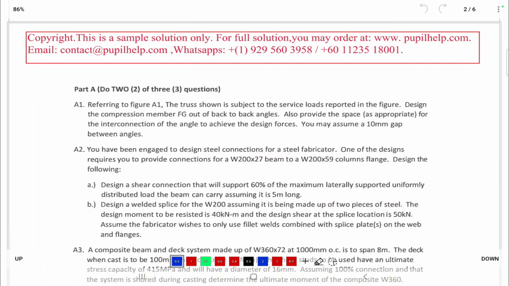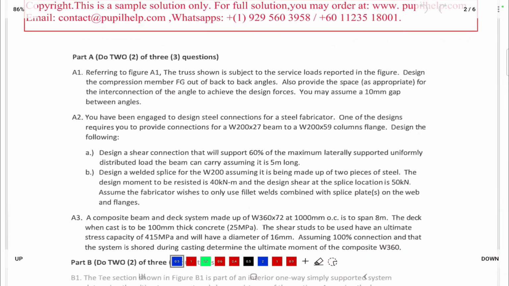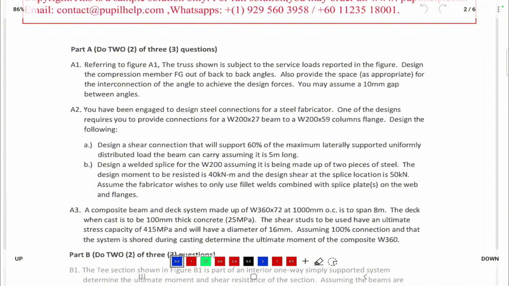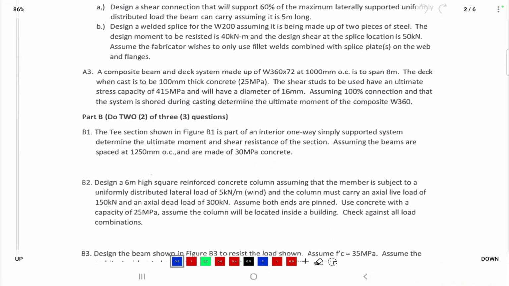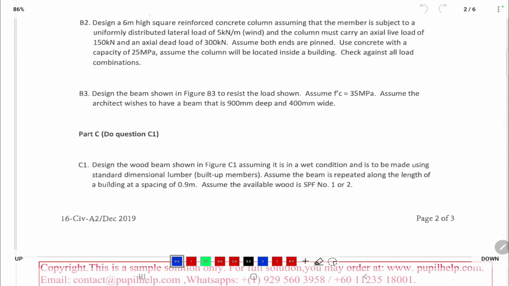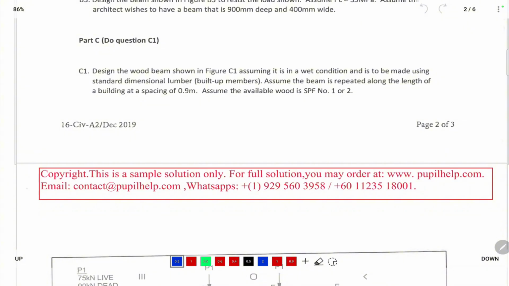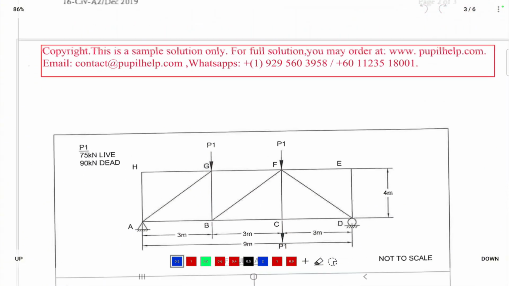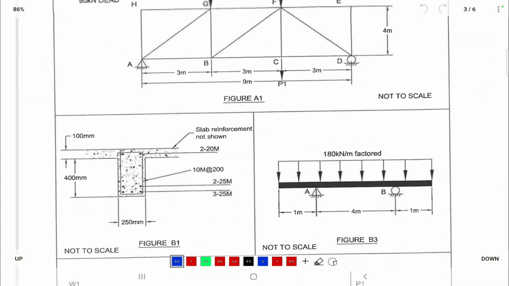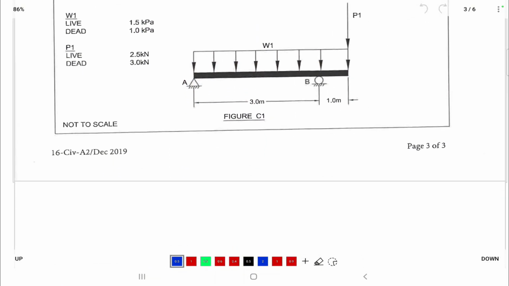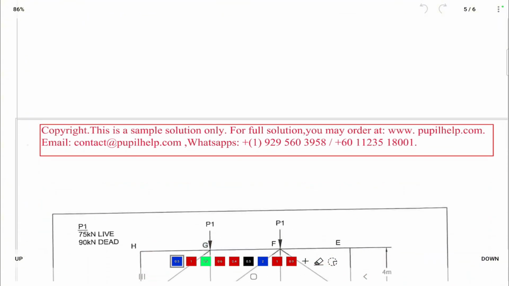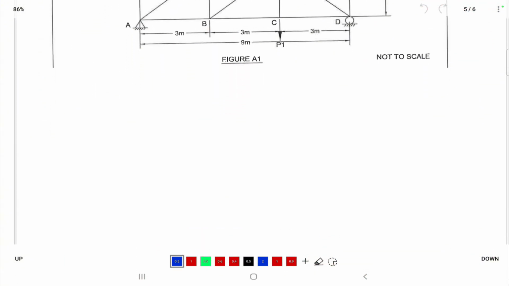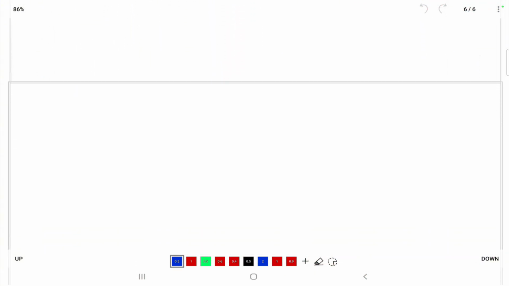So you see, this is part A. Do 2 of 3 questions. Part B, do 2 of 3 questions. And part C. Okay. So we have these drawings associated with those questions.